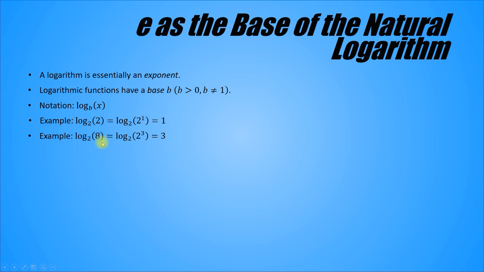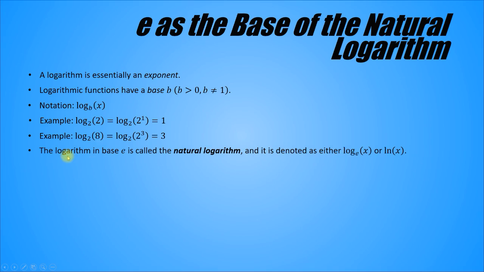Okay, now we're not here to talk about log base 2. We're here to talk about log base e. So, the logarithm in base e has a special name. It's called the natural logarithm. For reasons we won't get into in this video, e is considered the natural base. And we denote it as either log base e of x, or more commonly as ln of x. And that's the notation I'll be using in the rest of our discussion.